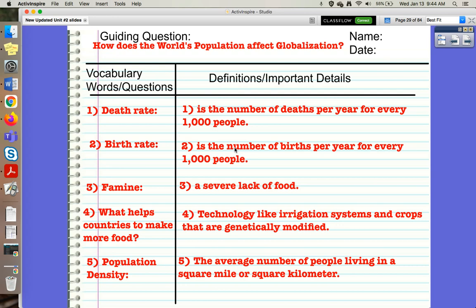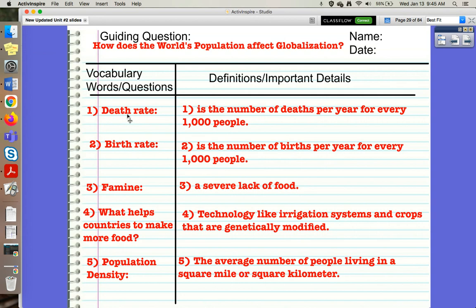I am going to be going through our notes for today. So we're looking at population, which is just people. How many are there? Where are they? What are they doing? And our guiding question today is how does the world's population affect globalization, which is the spread of culture and the creation of one global culture that's interconnected. Okay, remember that you are writing the things in red.